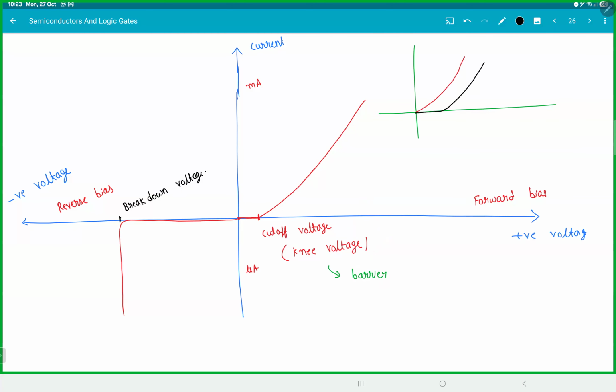One graph started from here. People didn't understand which graph to mark. Most people mark the red one. Answer is the black one.